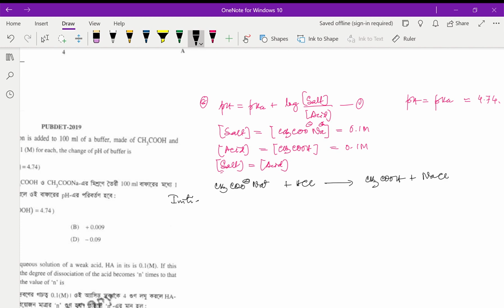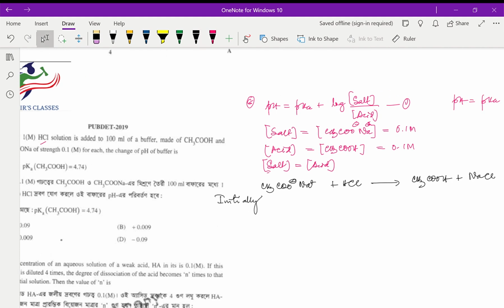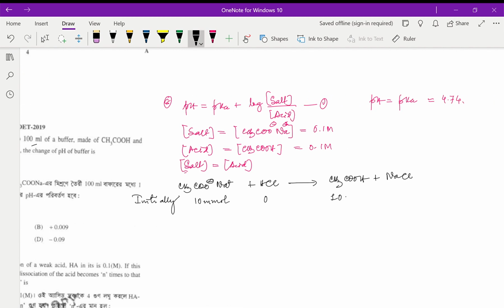Now, if we talk about initially, then we can say how many moles? That is 100 ml into 0.1. Okay, 100 ml into 0.1. That means it is going to be 10 millimole, and that is 0. And we have again 10 millimole. Okay, and that also is 0.